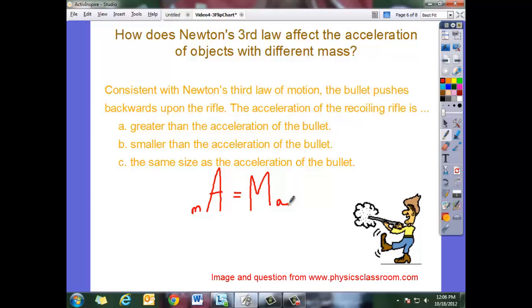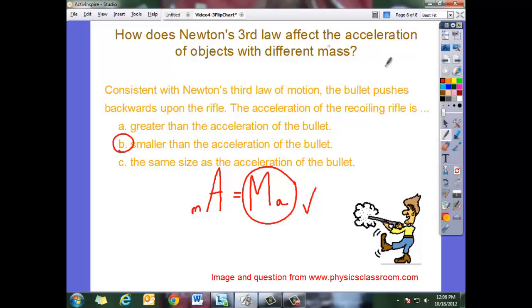So the acceleration of the rifle, which is the right side of this equation, has to be greater than the acceleration of the bullet. No, because then they wouldn't equal. Smaller than the acceleration of the bullet. Well, that's exactly what it says. Or the same size. They cannot be the same size because then Newton's third law would not hold.